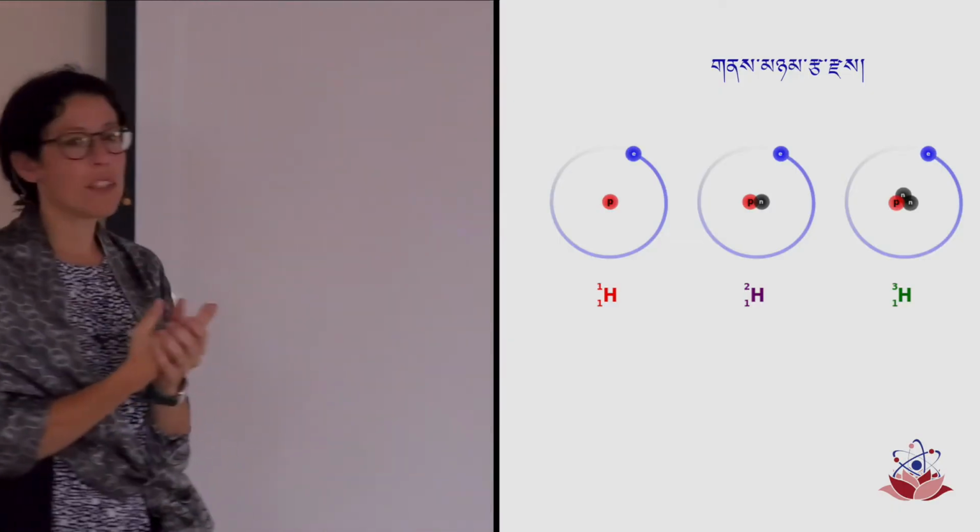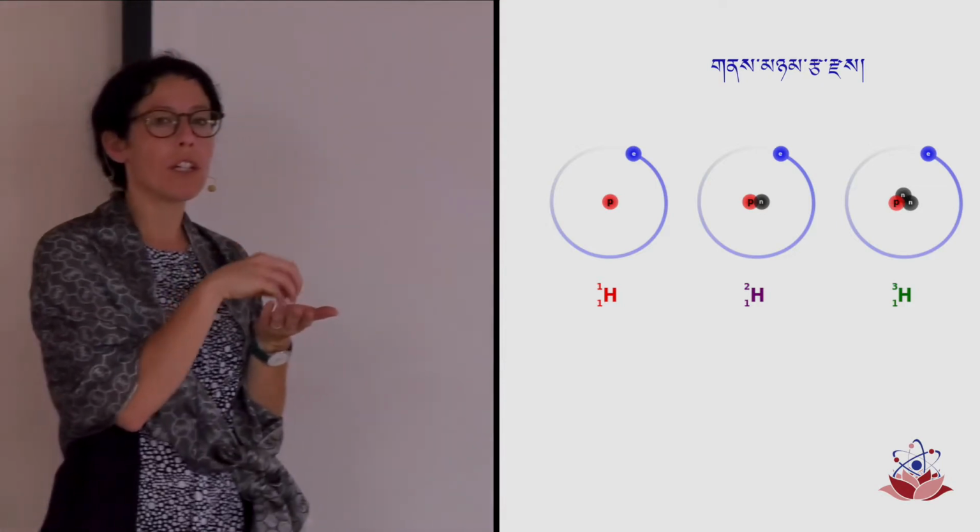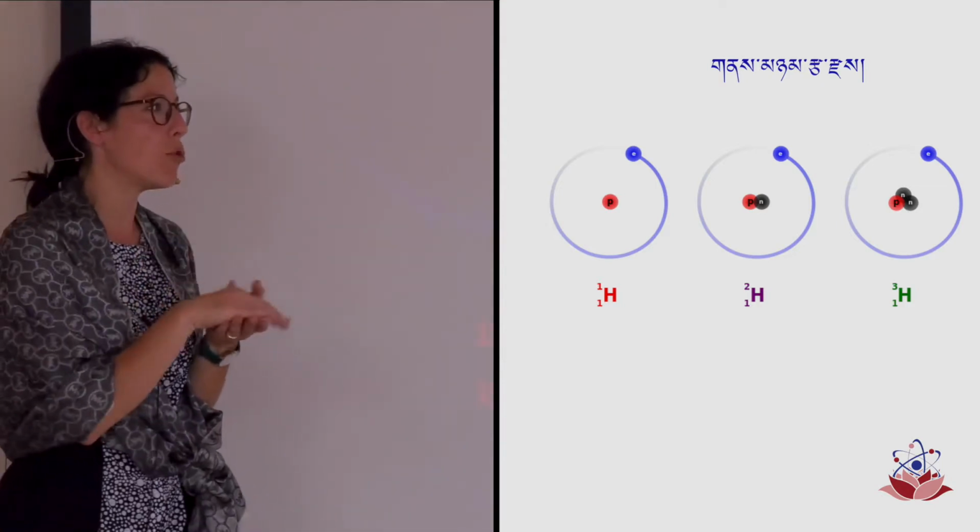So isotopes have the same number of protons for a given element but different numbers of neutrons.